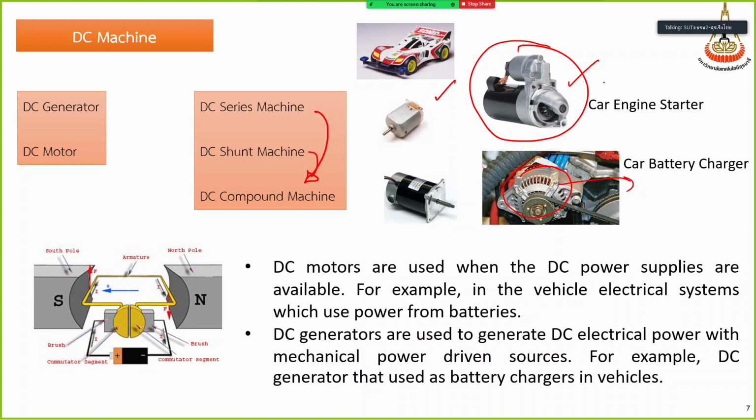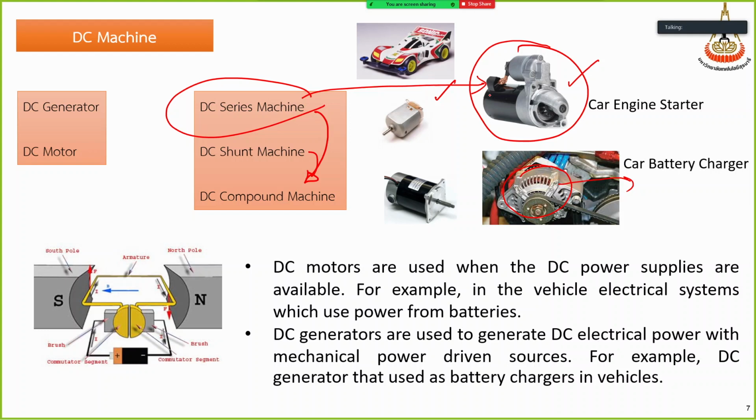Earlier we used human power to start the engine. As you may see in old movies, when they try to start an old model of car, we need human power to drive some shaft, and then the engine will start. But nowadays we just turn on this motor, and this is a DC series motor right here, for the car engine starter, for example.